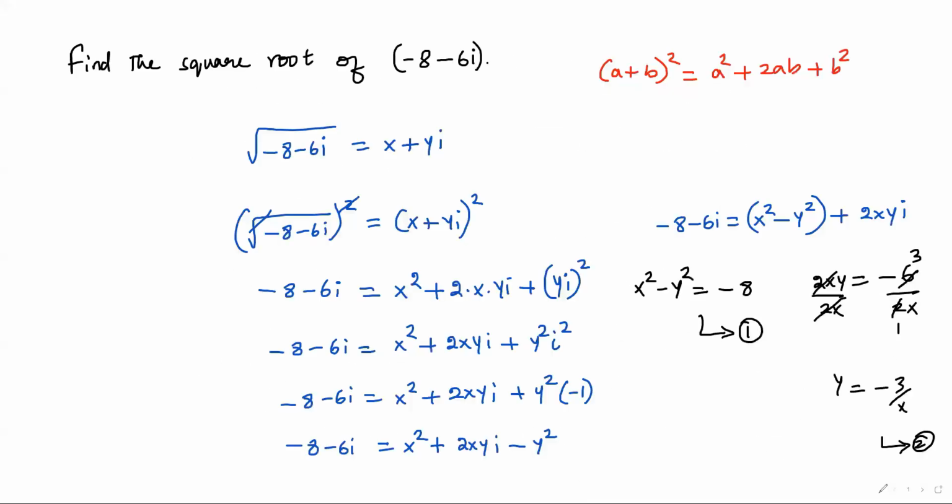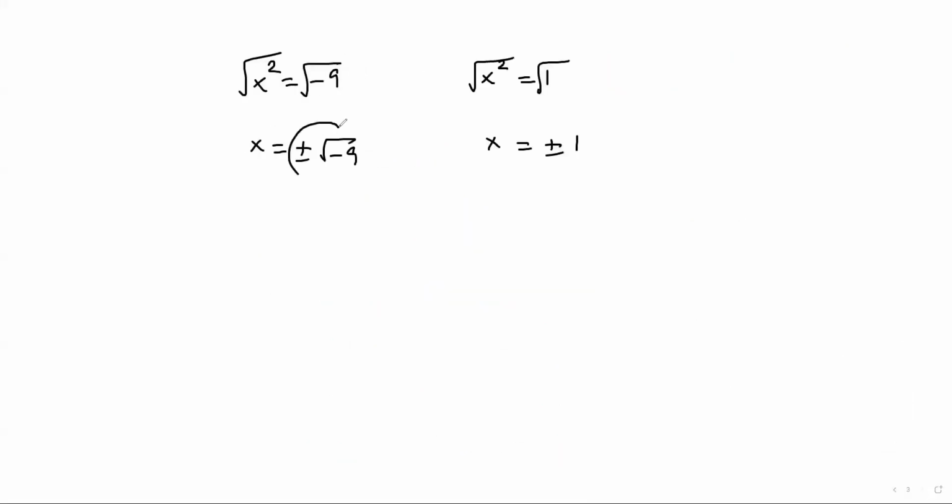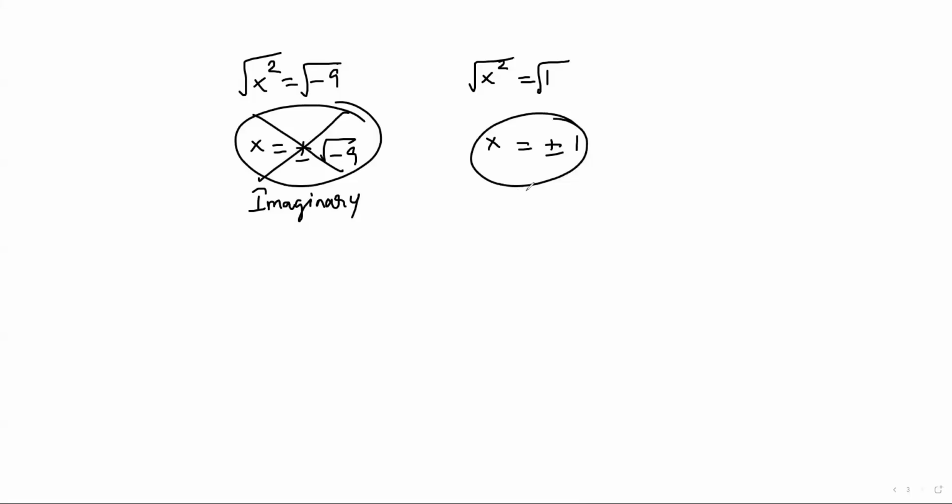Recall that we assumed the square root is x plus yi. Whenever you find the square root of a complex number, the values we get here for x and y must both be real numbers. So x and y cannot be imaginary numbers. Here we got x is equal to positive or negative square root of negative 9. Actually, this is imaginary, so we can ignore this one. We can consider only this part because here we get two values for x, that is x is equal to positive 1 and negative 1. Both of them are real numbers.